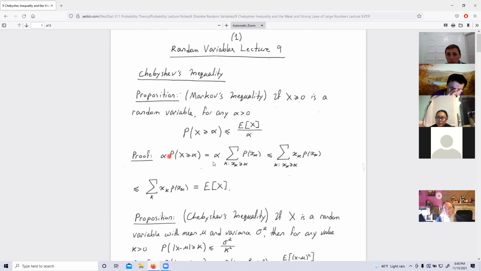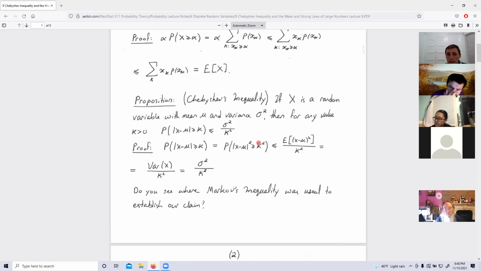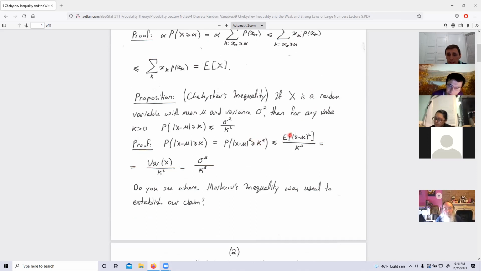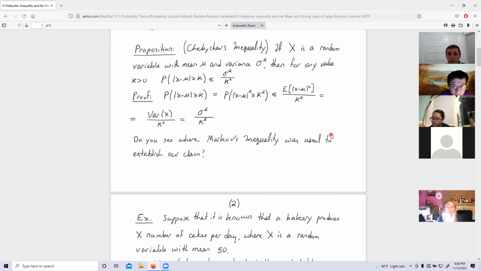You see, for alpha, this is the same. This is less than the expected value of X minus mu squared divided by this number. Yes, the only reason I squared is because that allows me to go to the variance. Right, so it's this number divided by K squared, which is variance over K squared. And that completes the proof.